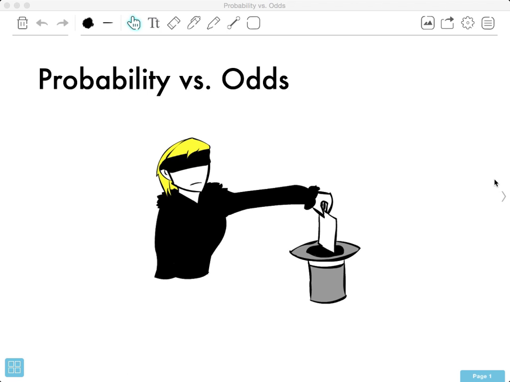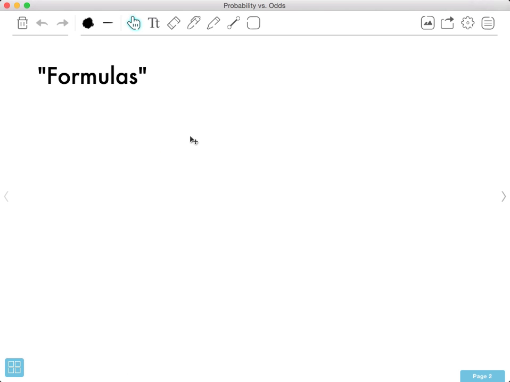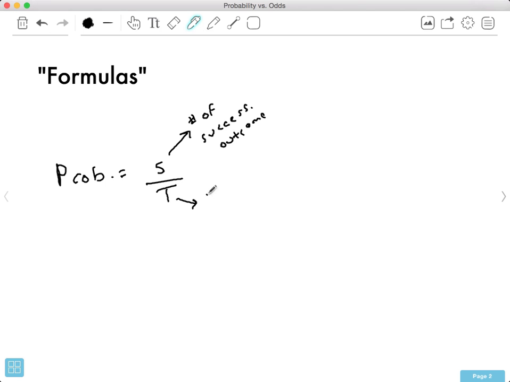So when we look at probability versus odds, those words in English are used almost interchangeably, but for math they're quite different for calculating. For probability, your calculation is S over T. It's your basic little formula. The S is the number of successful outcomes. And then the T is the total number of outcomes.